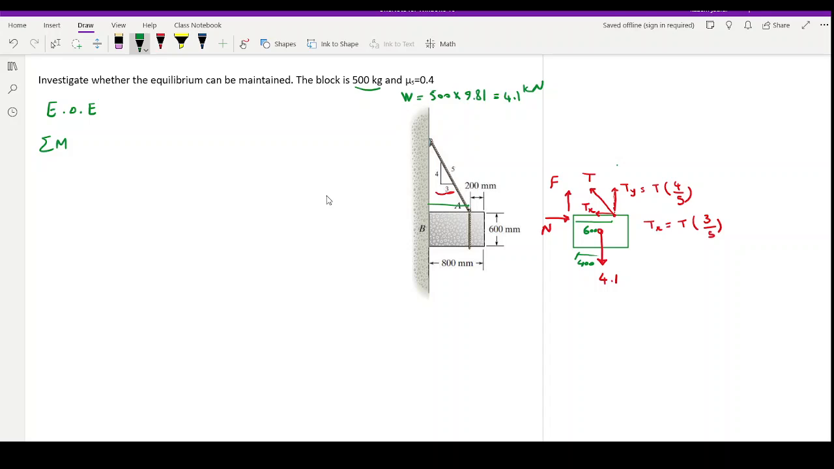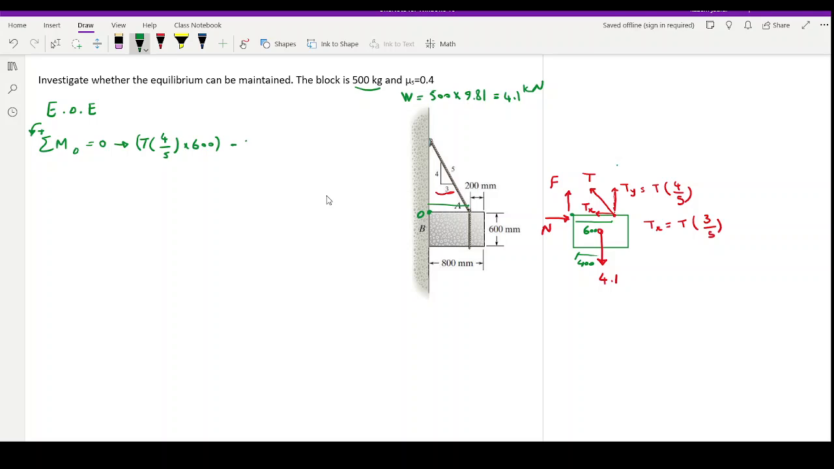You have noticed that most of the times in examples like this, we start with sigma m because it's easy to find one of the unknowns. And I assume that this is my positive direction. Again, all the time start with an assumption about positive direction. Then point O is this point. I'm showing it in here, also it's here. So it's going to be Ty, which is T times 4 over 5, times the distance is 600, and this is a positive direction.